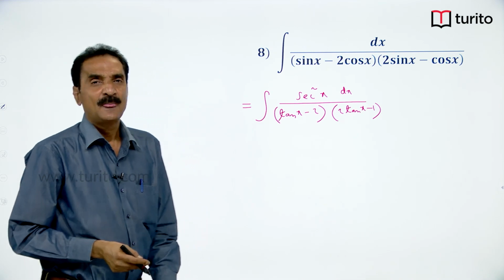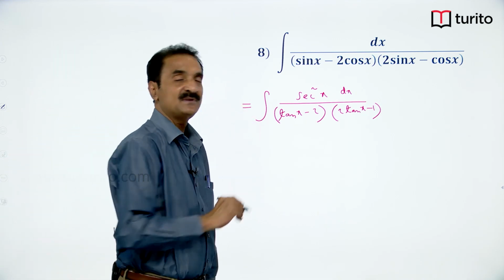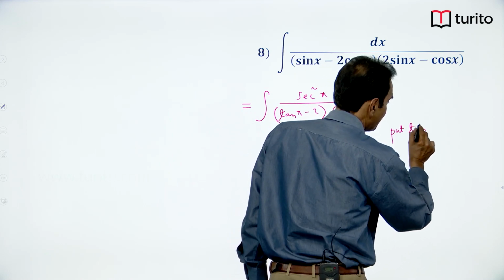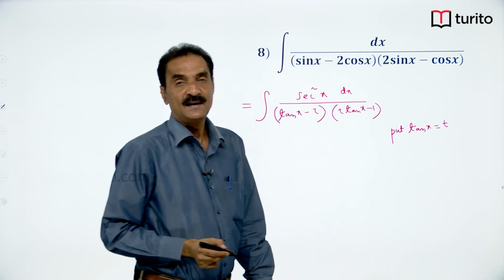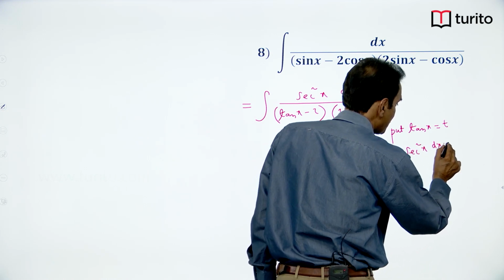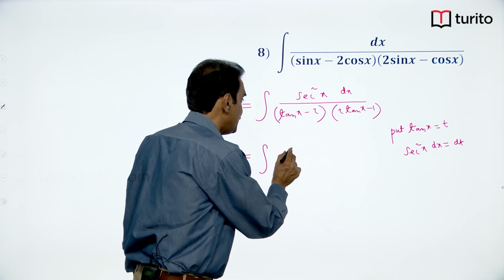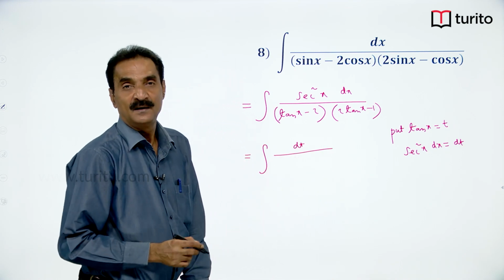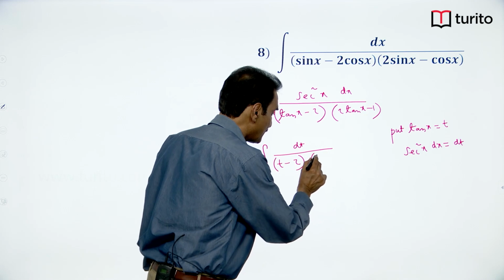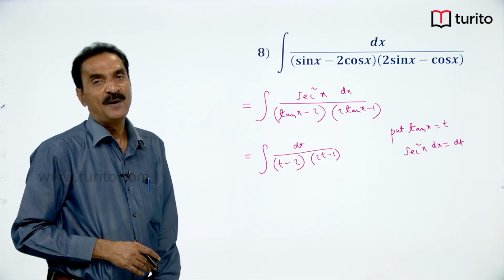Okay. Now, the numerator is the derivative of tan x. So, putting tan x equal to t, the numerator becomes dt. Then secant square x dx is dt. Now, this will be dt by t minus 2 into 2t minus 1. Okay. Now, you can finish by partial fractions.